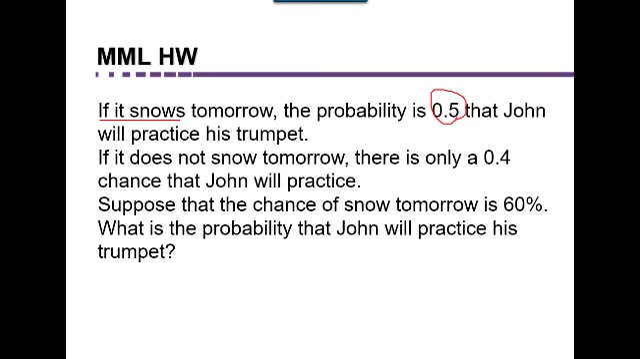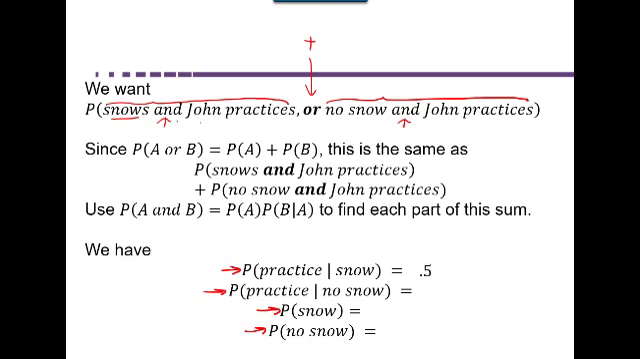So let's go back to the description of the problem. It tells us flat out that the probability is 0.5 that John will practice his trumpet if it snows, and it's only 0.4 if it doesn't snow. So if it snows, 0.5. If it doesn't snow, 0.4. We're also told that the chance of snow is 60%. So the probability that it will snow is 0.60, or just 0.6.